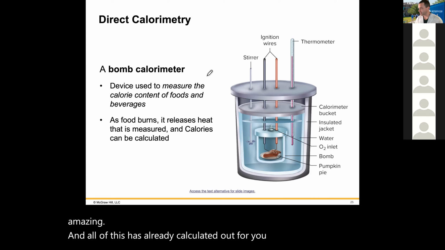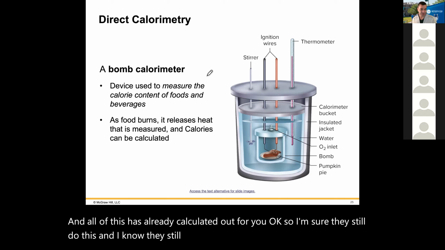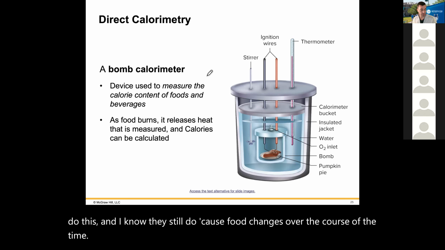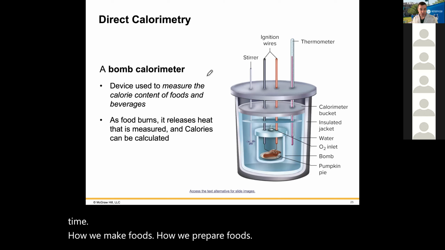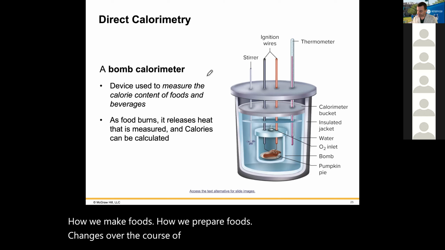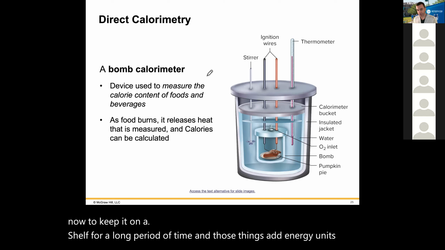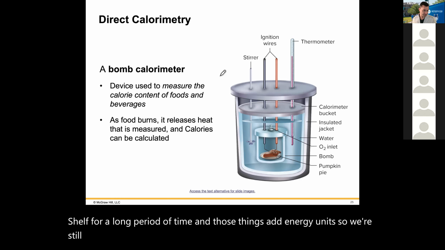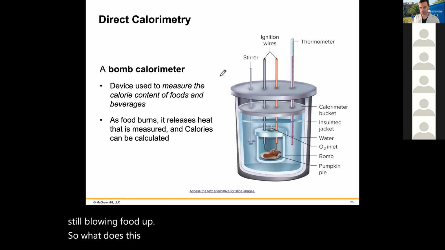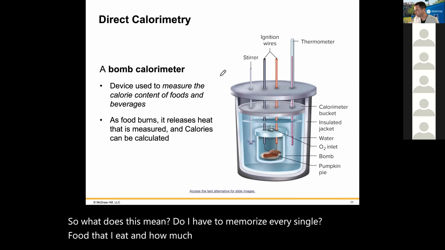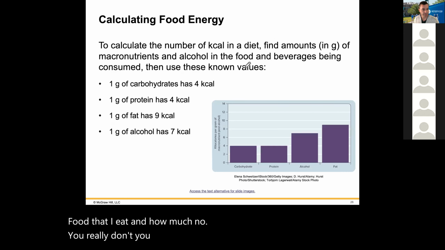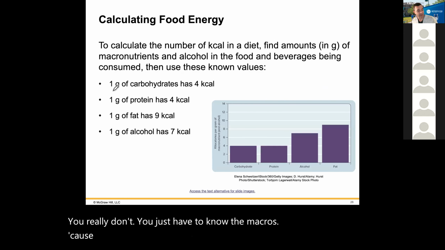Okay. So I'm sure they still do this, and I know they still do, because food changes over the course of time. How we make foods, how we prepare foods changes over the course of history. We've added a lot of stuff to food now to keep it on a shelf for a long period of time, and those things add energy units. So we're still blowing food up. So what does this mean? Do I have to memorize every single food that I eat and how much? No, you really don't. You just have to know the macros. Because remember, those are the ones that are providing units of energy.